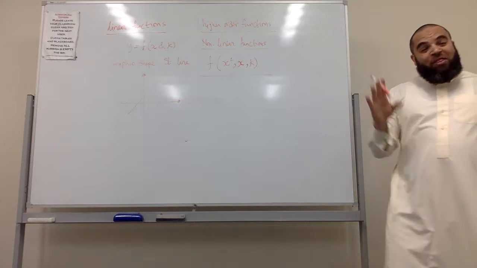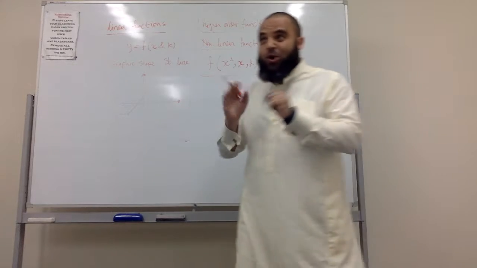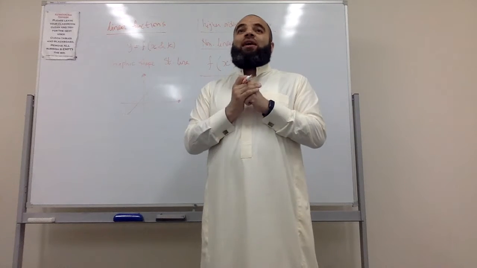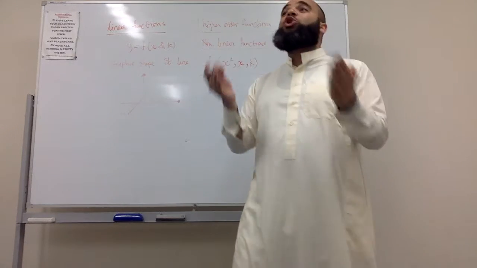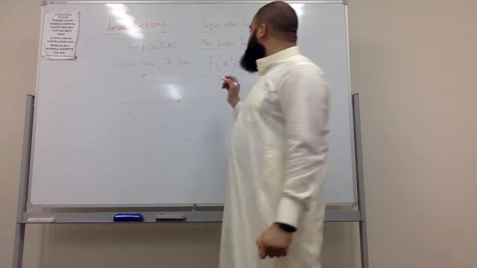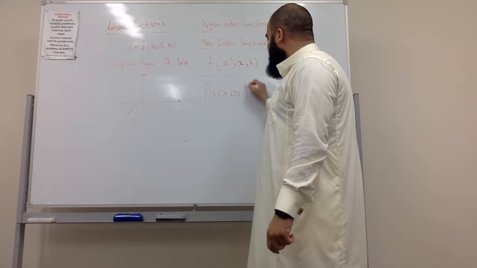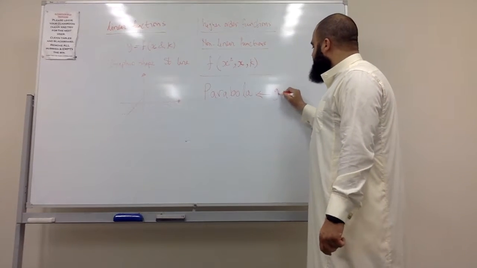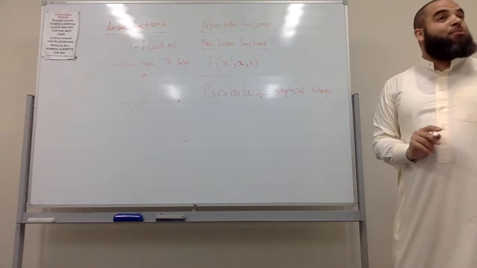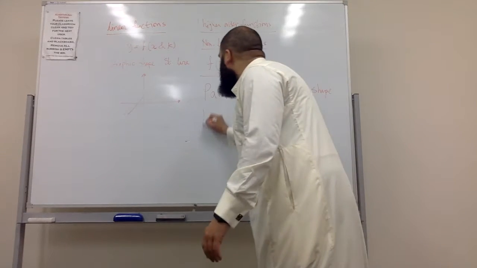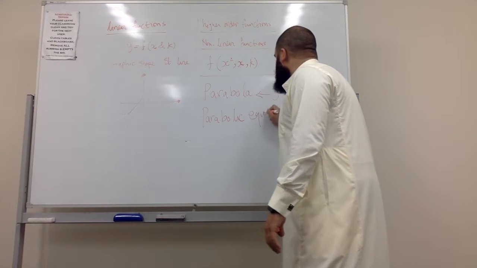I'll just tell you about the graphic shape of this function and what it is called, and then we'll think together what this function is used for. What is the practical application of this function in our lives? So it is called parabola. Parabola is the shape, the graphical shape of the function. It's called parabola, and the function is called parabolic equation.